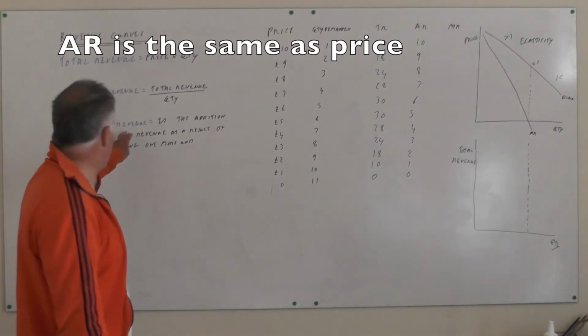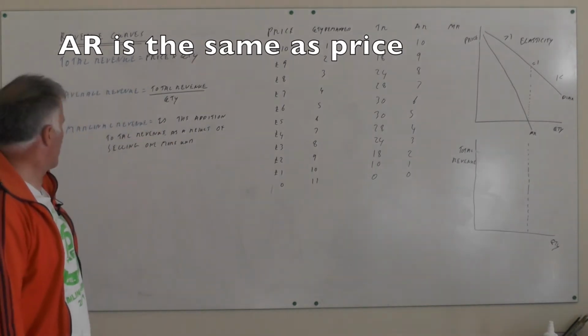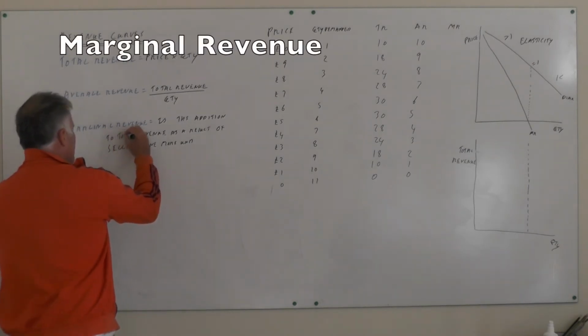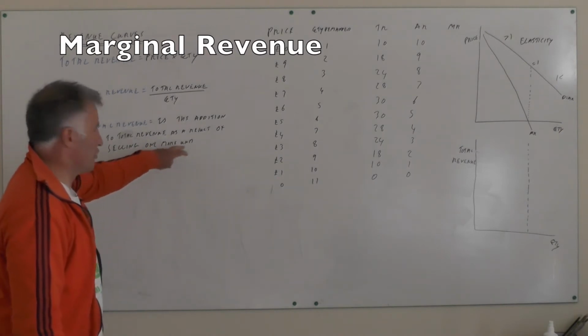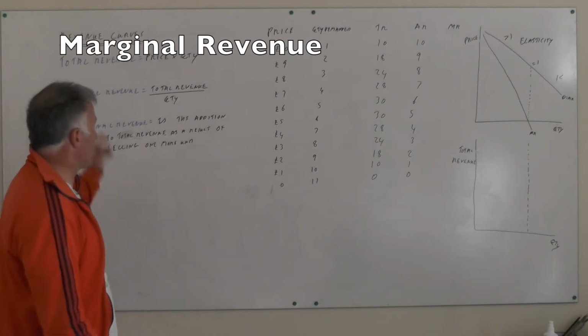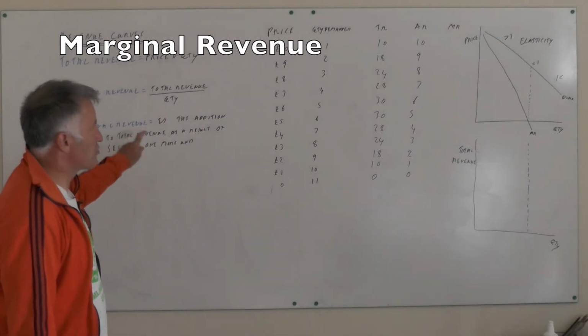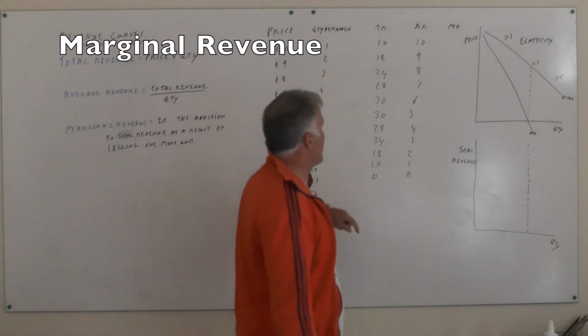We've got marginal revenue on here. Marginal revenue is the addition to total revenue as a result of selling one more unit. I came in this morning and put this on the board at 6 o'clock, which is probably why I put the word total wrong. Anyway, total revenue, so total revenue all the way down here.